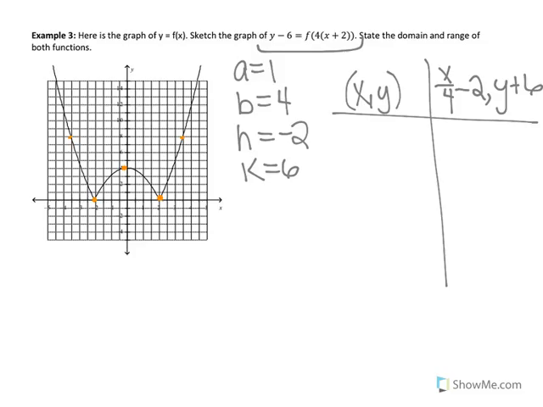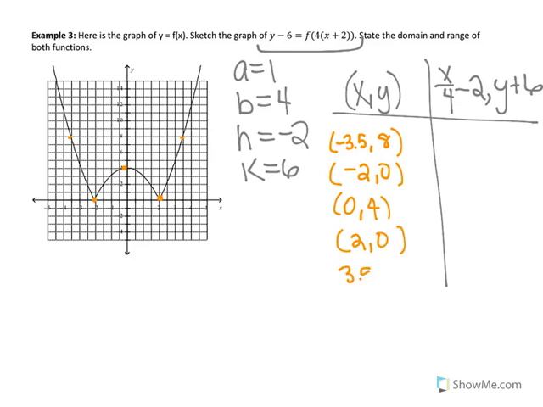So we've got negative 3.5 and 8. We've got negative 2 and 0. We have 0 and 4. 2 and 0. And 3.5 and 8.